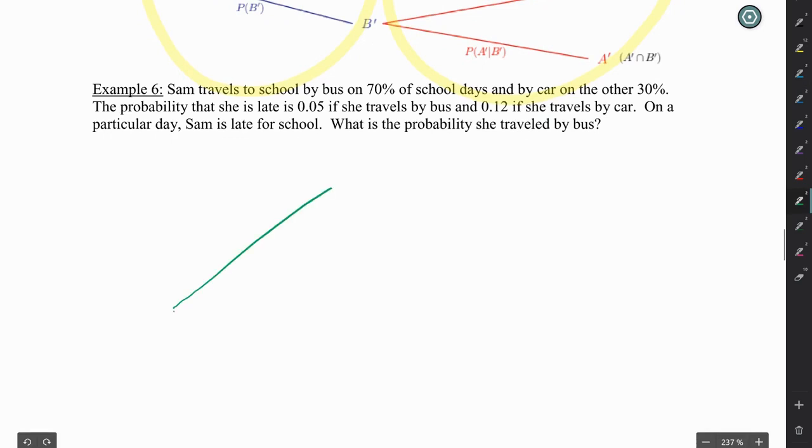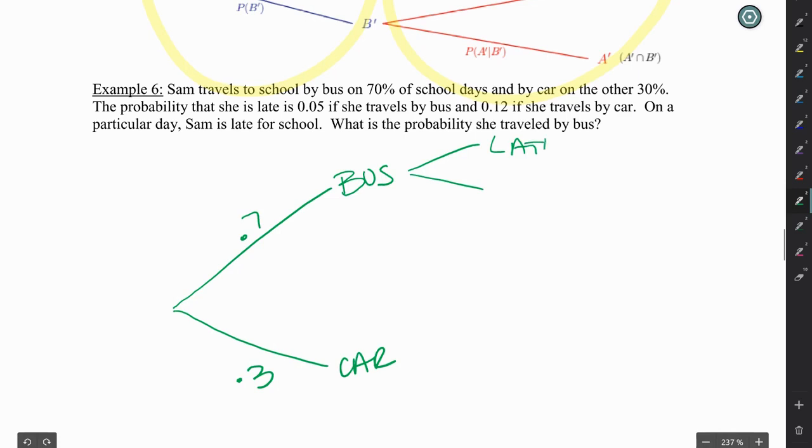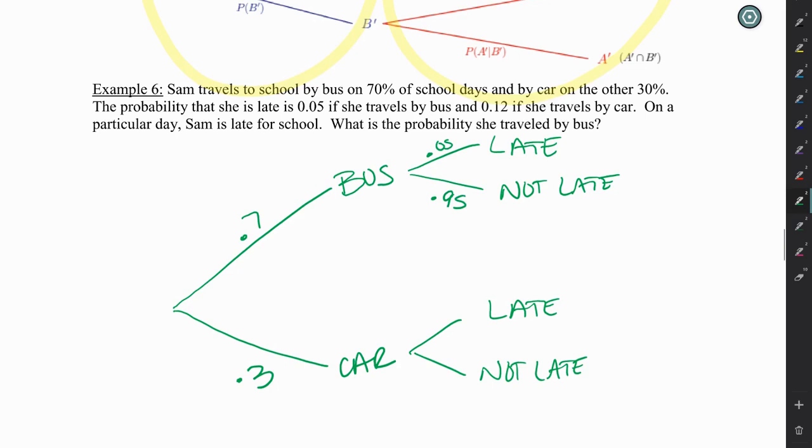So we're going to break this up. We have our bus. We have our car. She's on the bus 70%, so we'll use decimals. We'll say that's 0.7. She's in the car, 0.3. She's either late or not late. The probability of being late on the bus is 0.05, which means being not late is 0.95. The probability of being late in the car is 0.12, which means being not late is 0.88.